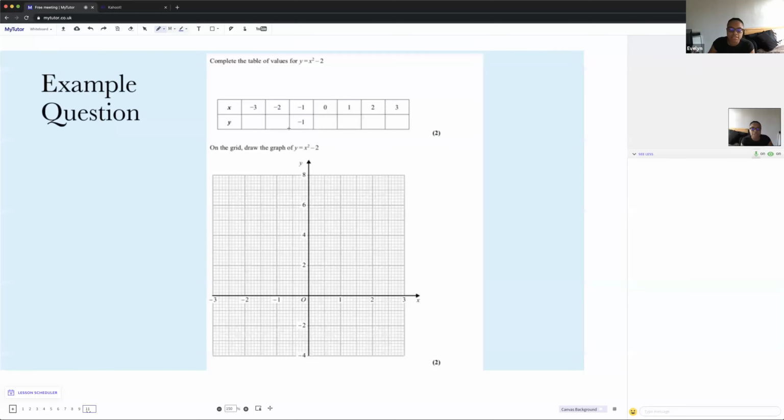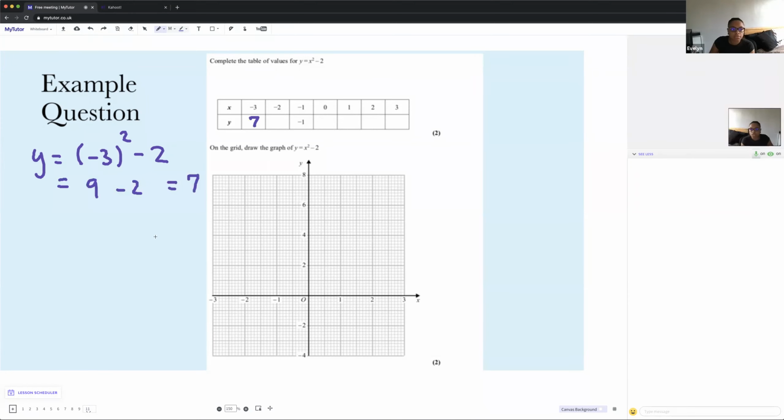So what I mean when I say substitute your x values, so work out what is y when x is minus 3. Well, y equals, and remember, put those negative numbers in brackets. So the first one, we're just replacing x with minus 3. So when x is minus 3, y is minus 3 squared minus 2, which is equal to 9 minus 2, which is 7. So that's our first one. That's going to be 7.